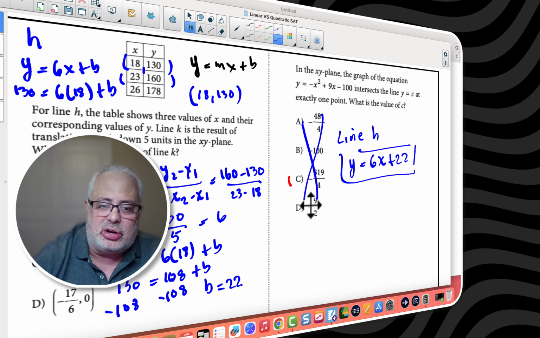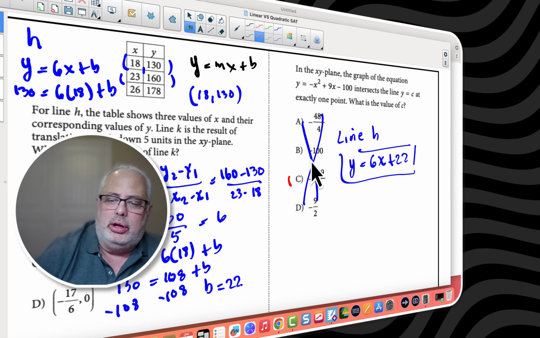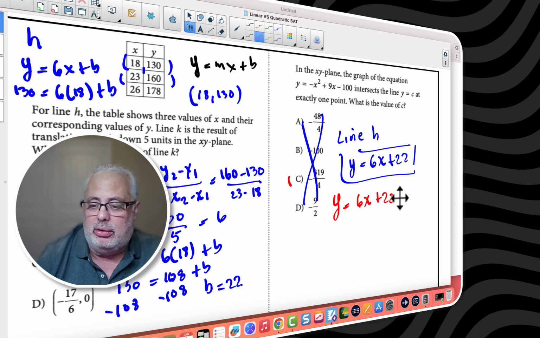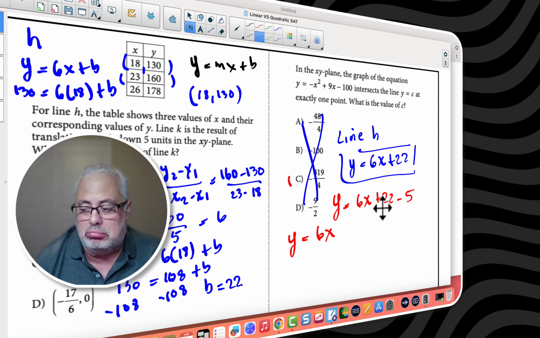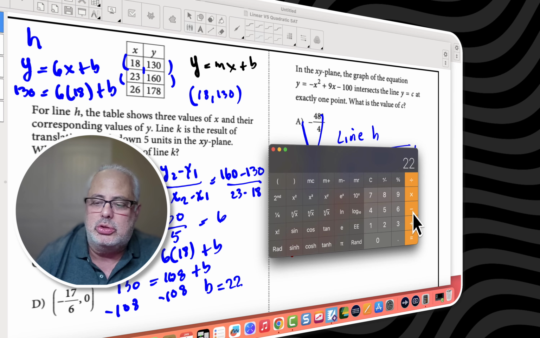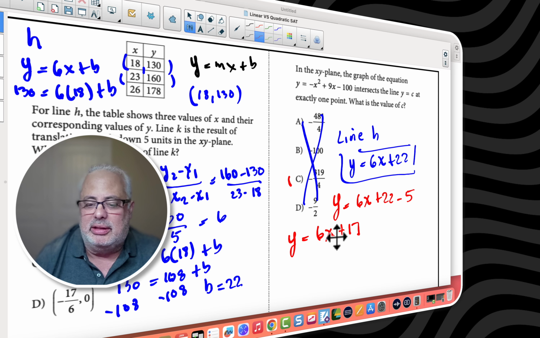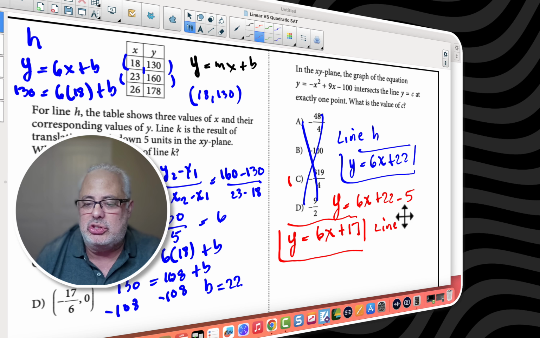Line K is a translation, is the result of translating this line H down 5 units. So let me use a different color here. And we are going to translate this guy 5 units down. So it's minus 5. So y equals 6x plus 22 minus 5. Okay, calculator, 22 minus 5, super easy, is 17. So plus 17. This is line K. So we have here line H and line K.